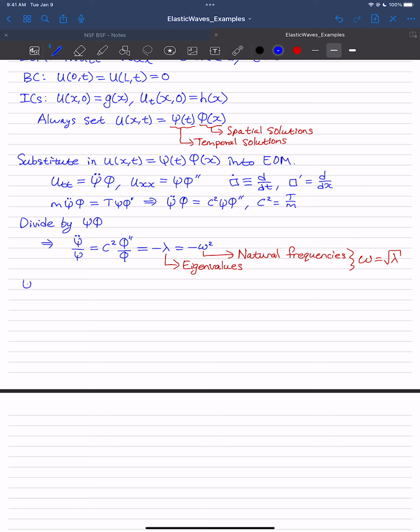So by doing that, we will find that psi double dot plus omega squared psi is equal to 0. And we'll get that phi double prime plus the quantity omega over c, quantity squared, times phi is equal to 0. And we're always going to get these two equations unless we have something special going on, such as the string subjected to gravity, which you would not be expected to deal with on an exam. You would expect to only deal with the standard wave equation on an exam, such as this.